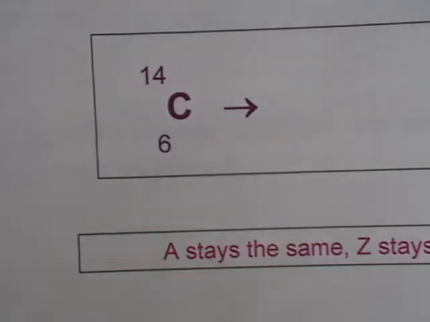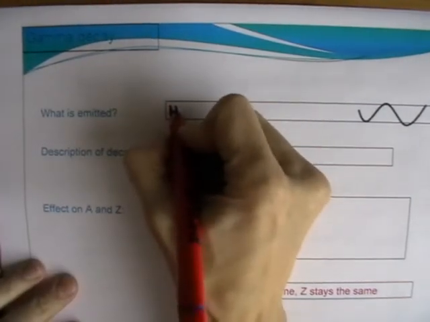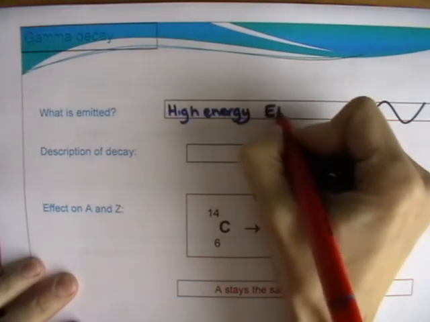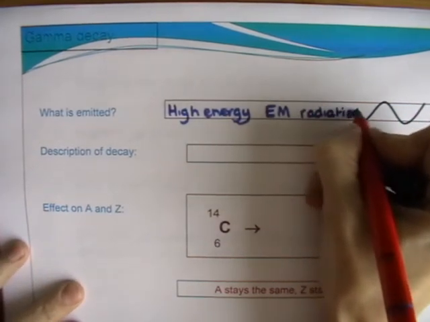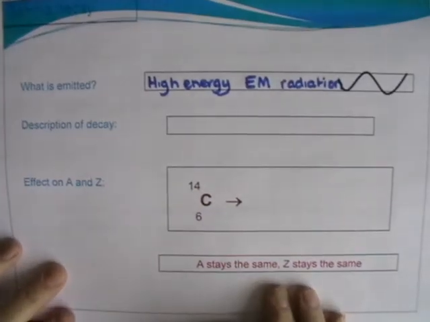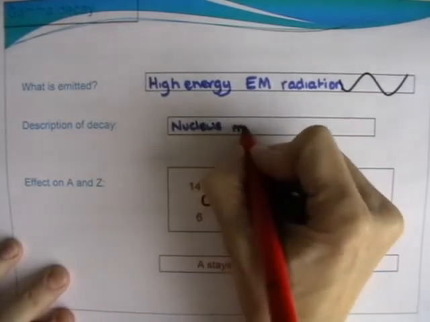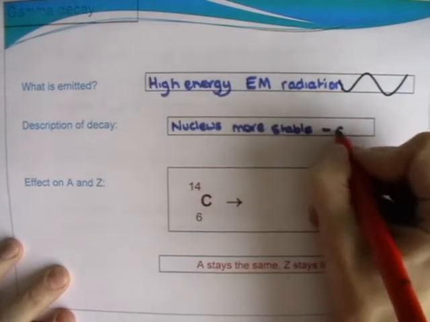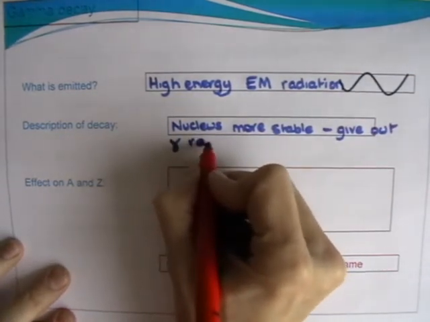Okay, the third one then, and I'll just scan out again, is gamma decay. So gamma decay is very high energy electromagnetic radiation. I'm just going to write EM. In other words, it's a wave. It's a wave and it is a particle, which is very strange. But description of the decay: the nucleus becomes more stable, and it does that by giving out gamma radiation.